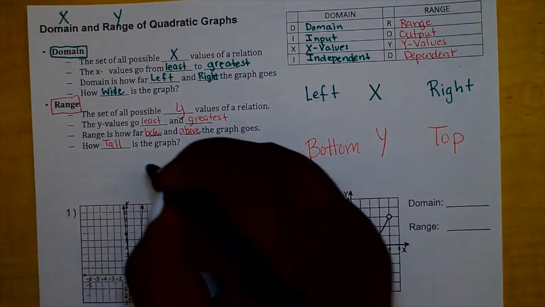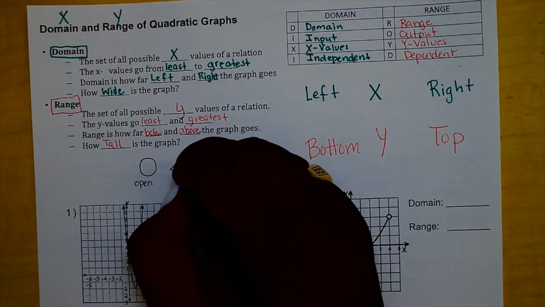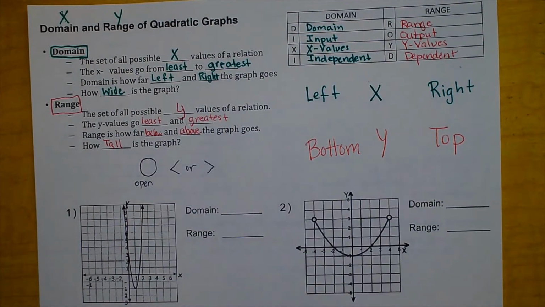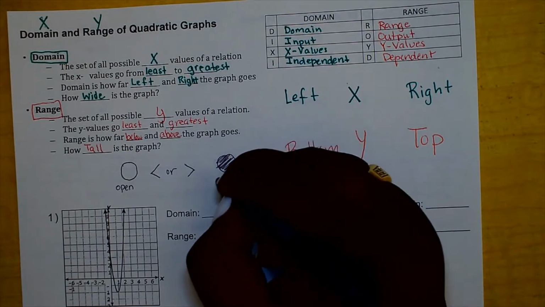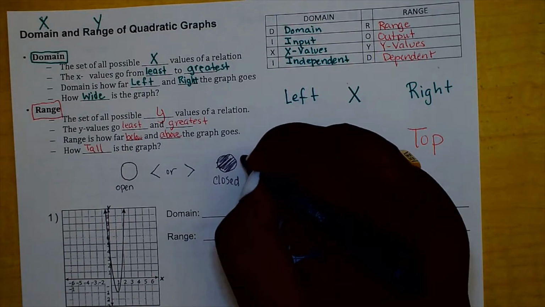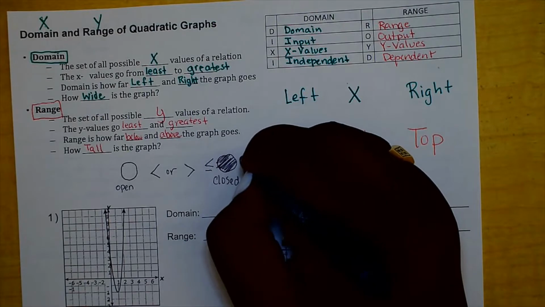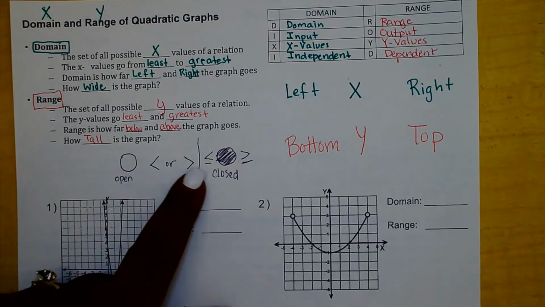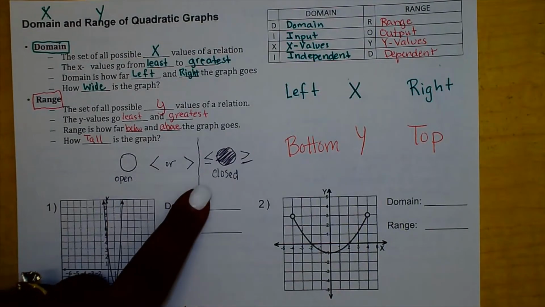So we're going to write that here. If it's open, the sign is going to be this, less than or greater than, depending on what side it's on. And if the dot is shaded in, that's closed. That means the sign is going to be greater than or equal to, less than or equal to. So you have to put the equal sign under it if it's closed. If it's open, you don't put the equal sign under the value.